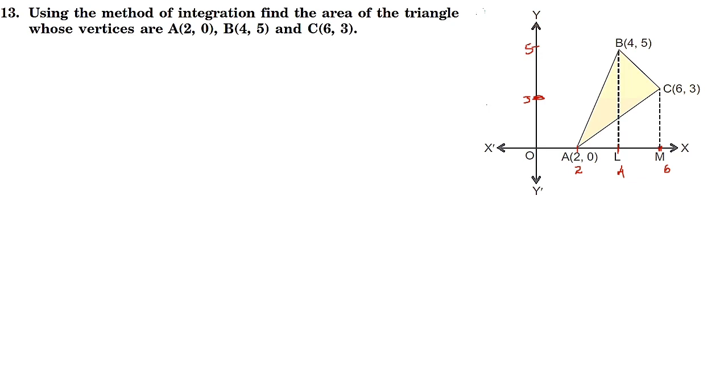Or 1, 2, 3, 4, 5 also, if you can mark, it's not a problem. For saving time I have done it this way. Then plot the point (2,0). (2,0) means clearly on the x-axis, and (4,5) means from 4, and from here 5 on the y-axis you can mark it B, and (6,3) means here maybe on the x-axis 6 and y-axis 3, the combination (6,3) will be coming. Just join them, and we have to find the area of the triangle. The area of this triangle you have to find by using the method of integration.